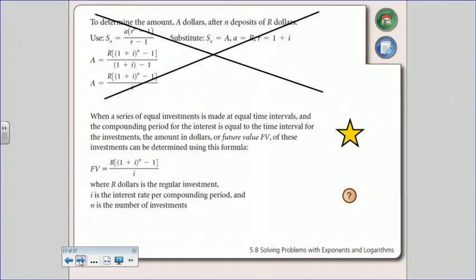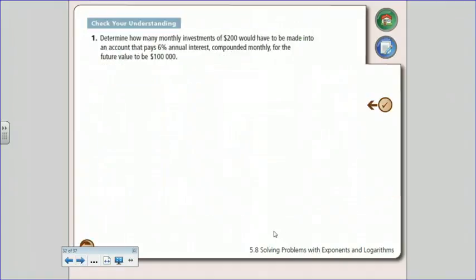Check for understanding number 1. This one. Determine how many monthly investments of $200. Oh, this is good. This takes the regular contribution into account. How many investments of $200 will you need to make at a 6% interest rate if the interest is compounded monthly for you to have $100,000 eventually?